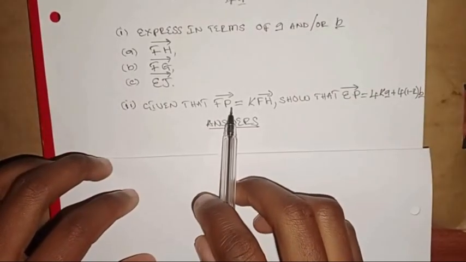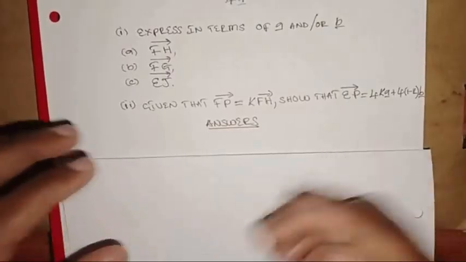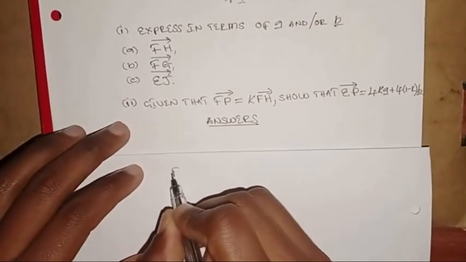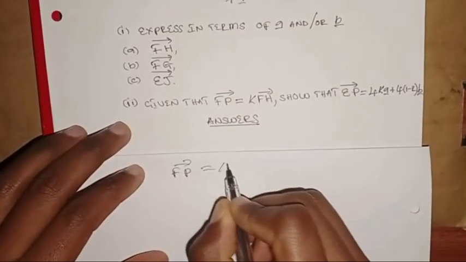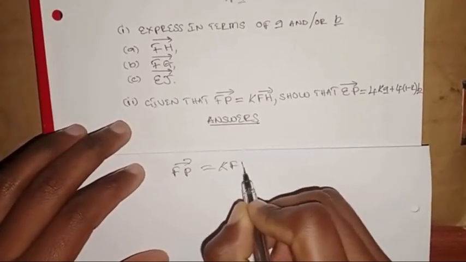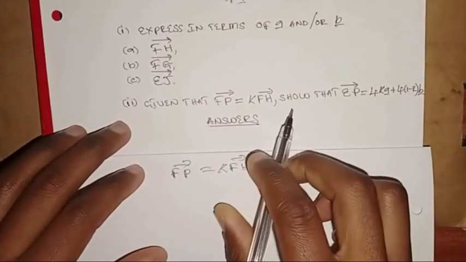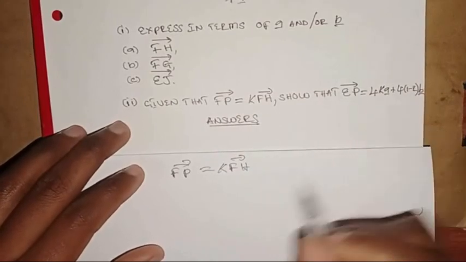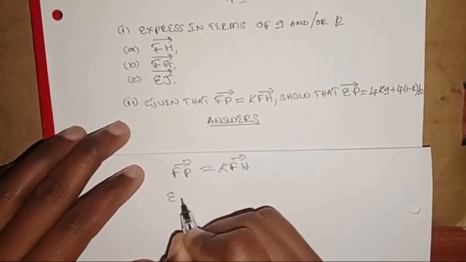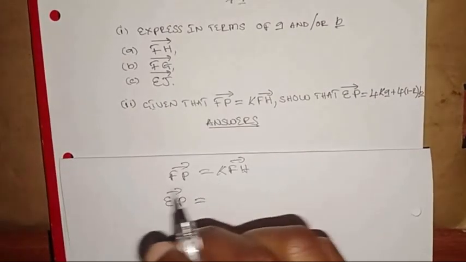So we have been told that given that FP equals KFH, K is just a constant. So we can just say that FP equals KFH. This is a vector. Then we have been tasked to show that EP equals that value. So let us just say EP. How do we find vector EP? That's the question.